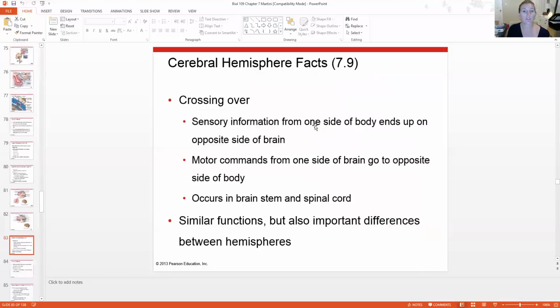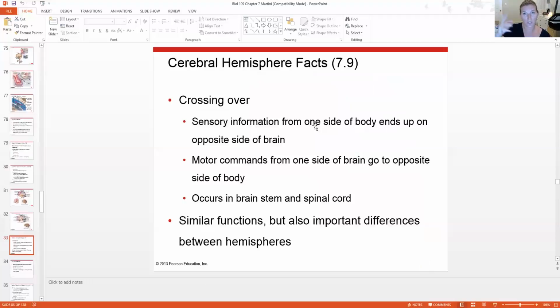Let's talk about these cerebral hemispheres. There is crossing over that occurs. Sensory information from one side of the body will eventually end up on the other side of the brain. That's why if you're right-handed, that means the dominant side of your brain is your left side of your brain, and vice versa. Motor commands from one side of the brain will eventually end up on the other side.